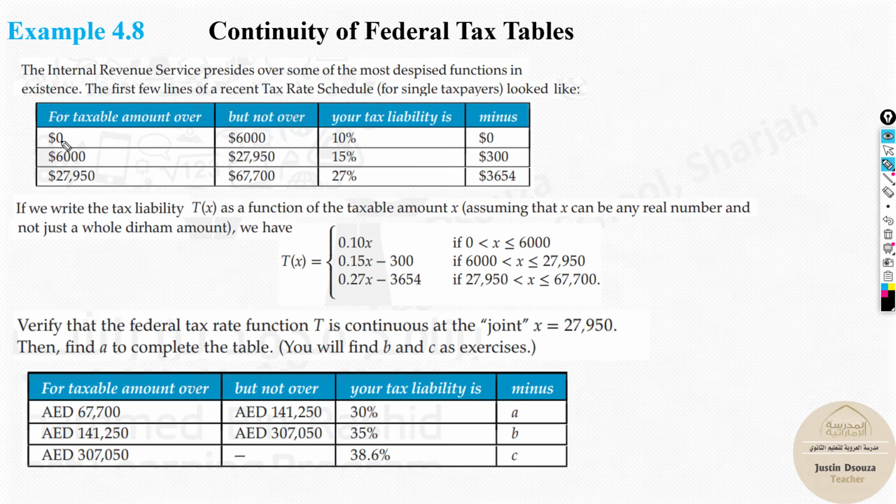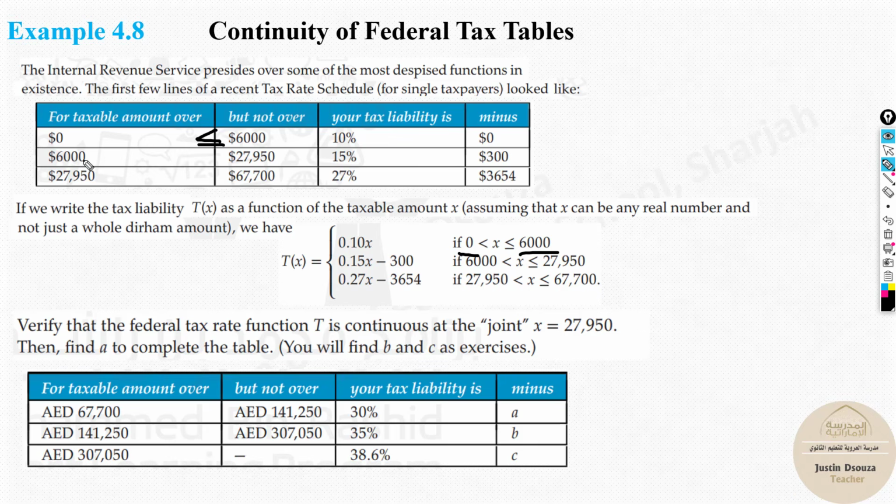So if the dollars is from 0 to 6,000, it should be more than 0 but less than or equal to. It can be up till 6,000 but not more than that. It can't be 6,001. So this is the range. From 0 to less than or equal to 6,000, you get 0.10x tax rate.